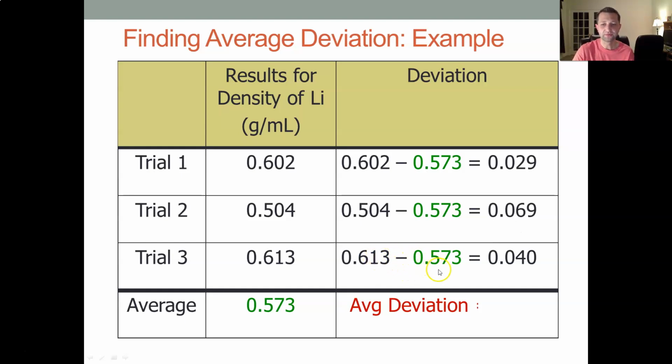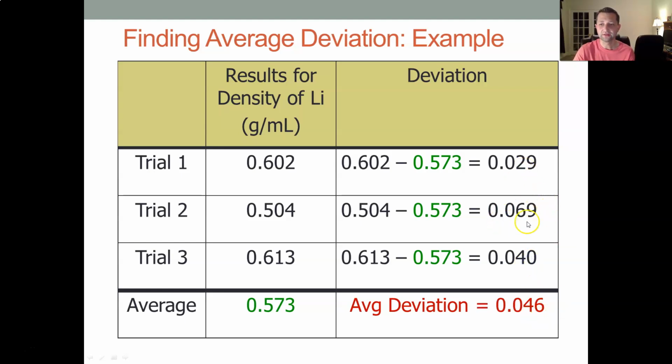Last one, 0.613 minus 0.573 gives you 0.040, again, 3 decimal places. These are your 3 deviations, okay? So you want to do that, figure those out, and now we want to find our average deviation. Average those 3 numbers together, and you get 0.046.